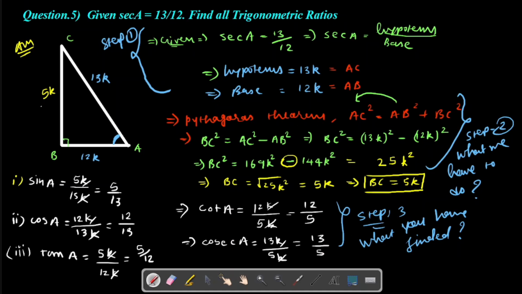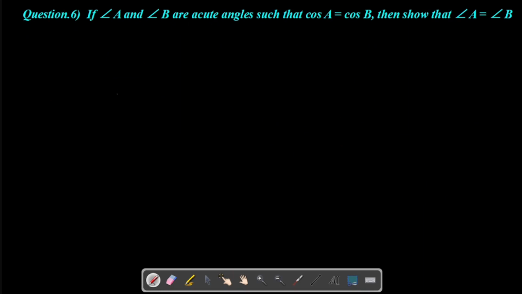Question number 6. Now we just follow our 3 steps: first, second, and third. We are given that if angle A and angle B are acute angles such that cos A is equal to cos B, then angle A is equal to angle B. So two acute angles are given such that cos A equals cos B, and we have to show that angle A equals angle B.